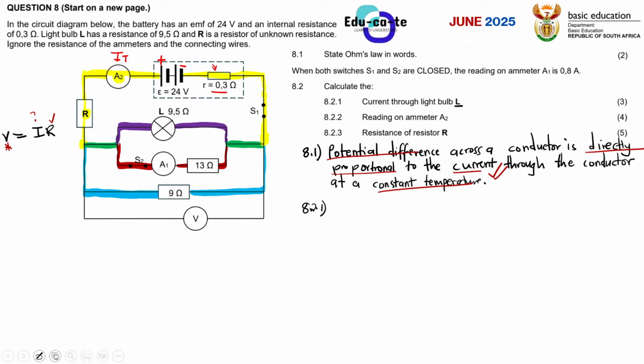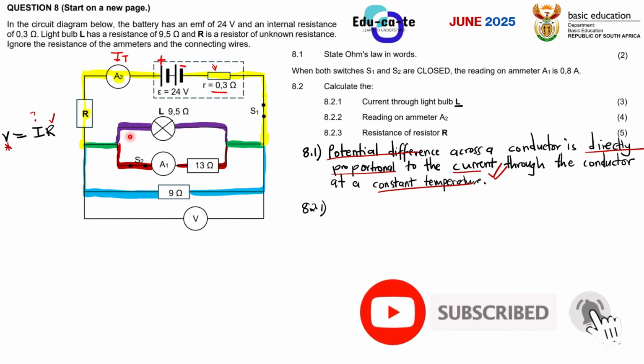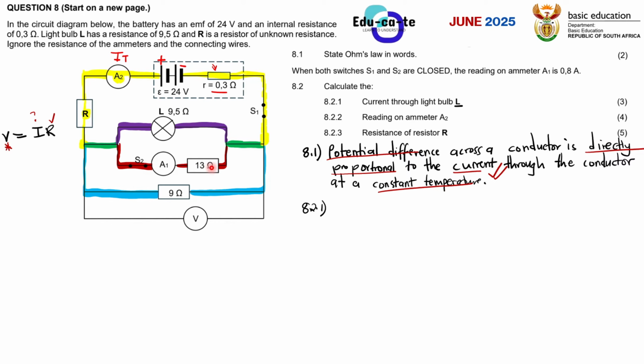When we analyze carefully here, the light bulb L is actually connected in parallel to this 13 ohms resistor, because you can see that they are receiving split currents. Basically, the current is split from this green current, right? Some of it went to the bulb, some of it went to the 13 ohms resistor. So that's why we say that this light bulb is connected in parallel to this 13 ohms resistor.